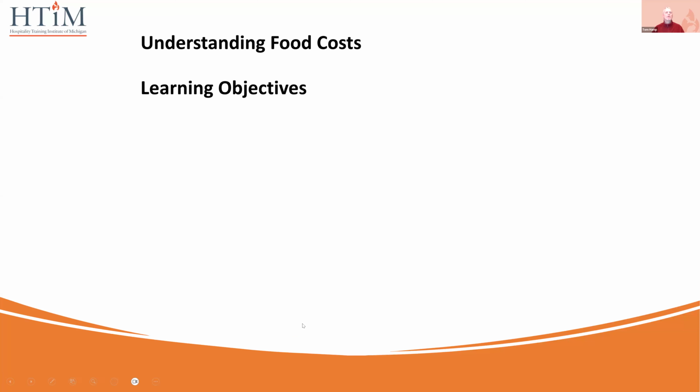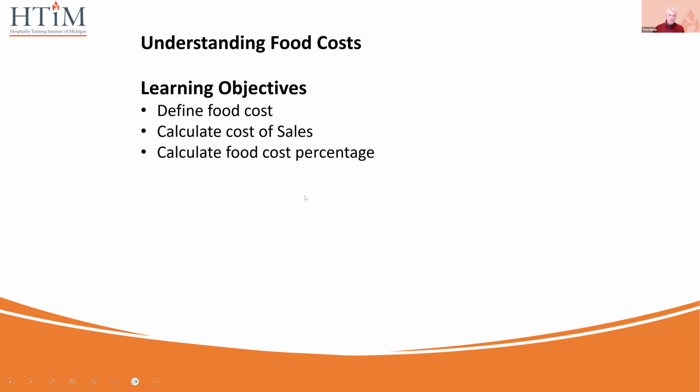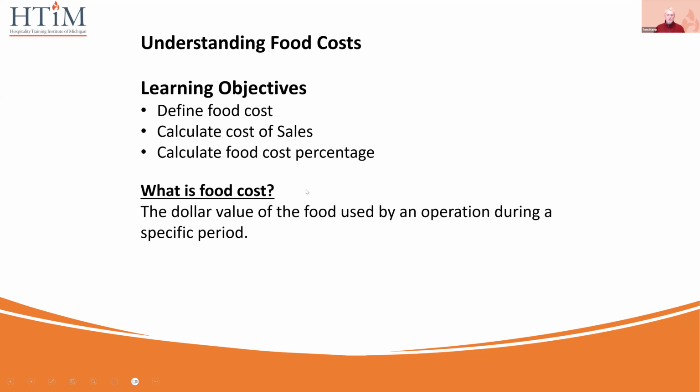Yeah, thank you. So let's get into understanding food costs. The learning objectives in this particular session are defining food cost, calculating the cost of sales, and calculating food cost percentage, which we use quite a bit. What is food cost? What do we mean when we say food cost? Well, it's really the dollar value of food used by an operation during a specific period. So if we're measuring every week, every 2 weeks, every month, every quarter, we want to know what our food cost is during that time.